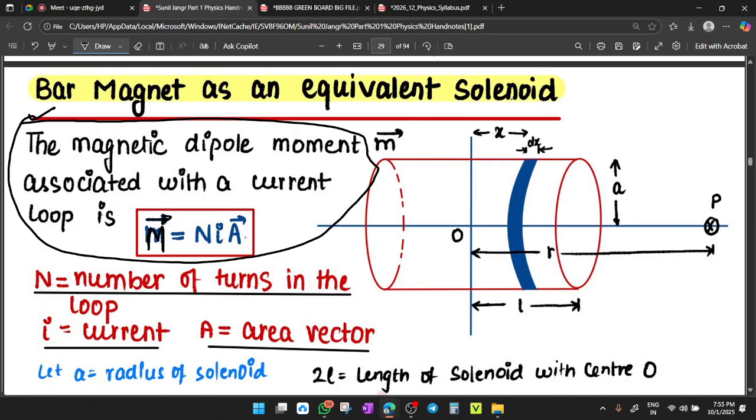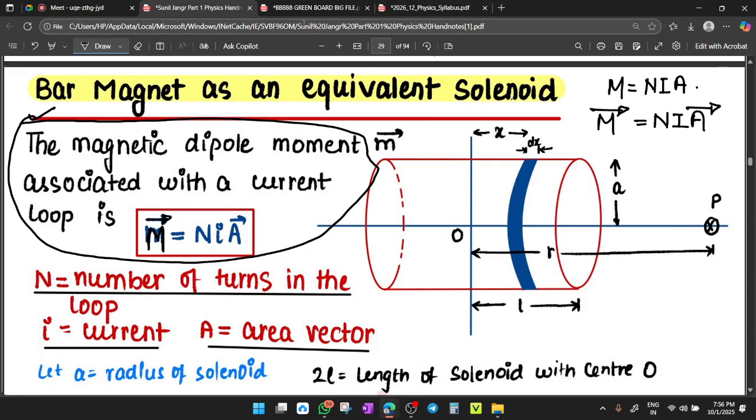Okay, because a small m is considered as a pole strength. So this is capital M. Capital M equals capital N, number of turns, I means current, A means area. Now, in vector form, capital M equals N I multiplied by the area vector.